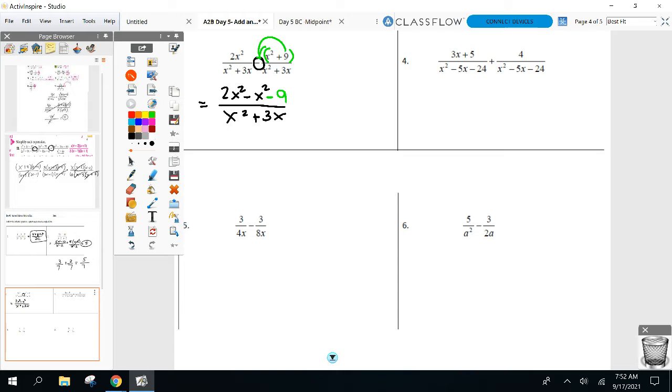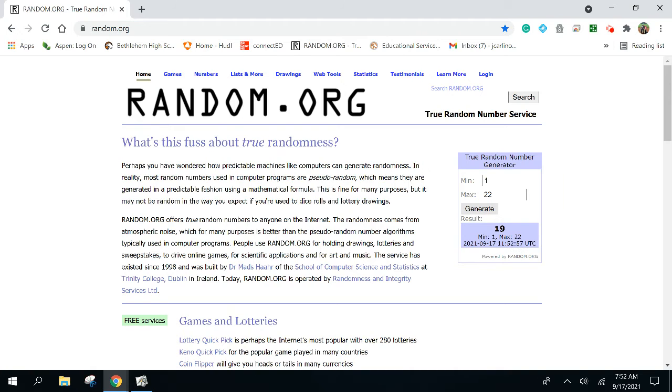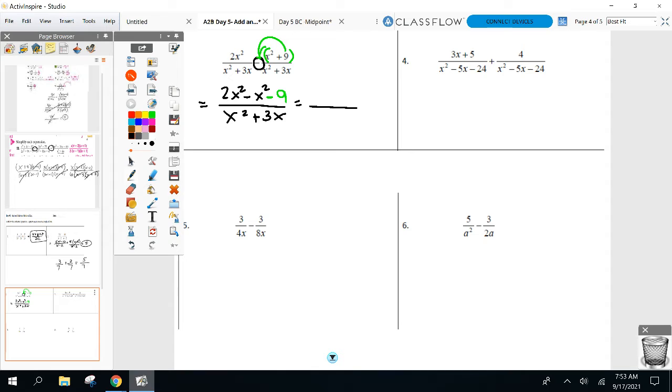Now combine your like terms. What are you going to be left with in my numerator? Lauren, what's left in the numerator? 2x squared minus. You got 2x squared minus x squared. So you can combine those because they're both x squareds. I got 2 of them minus 1 of them. How many are left? 1x squared.